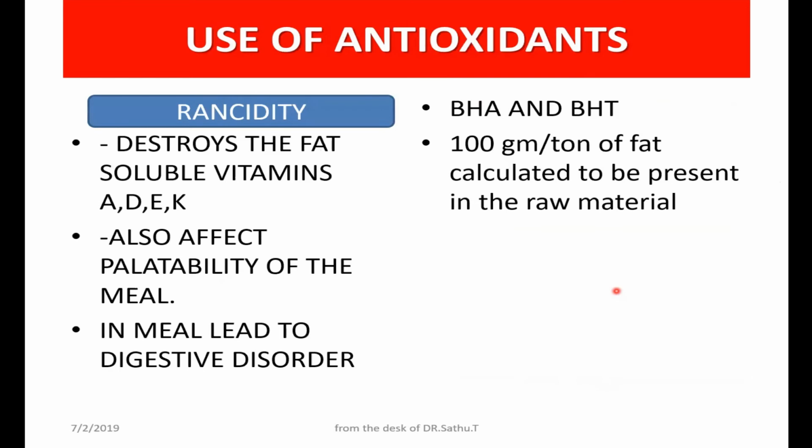So how can we reduce the rancidity? Once rancidity sets in, the fat soluble vitamins, ADEK, will be lost, and the palatability of that product will be lost. And in the meal, for example if you use it in pet foods and other things, it can lead to a digestive disorder also. So what we can do is use natural antioxidants or artificial antioxidants like BHA or BHT. What I recommend is around 100 grams per ton of fat. Approximately you can add around 80 to 100 grams per ton of fat. You can add this BHA or BHT, or you can try certain natural antioxidants like paprika and other things.